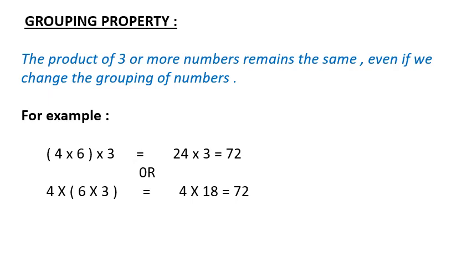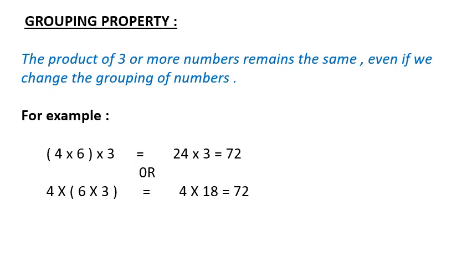So the first example here you can see is there are three numbers you are multiplying, that is 4 multiplied by 6 multiplied by 3. Now in the first calculation I have made a group of 4 and 6. So 4 times 6 are 24, and then 24 I am multiplying with 3, and my final answer means my product is 72.